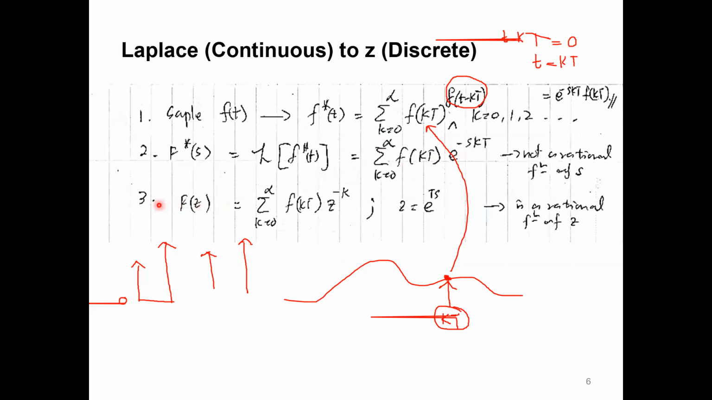Instead, what we do is number 3. There we use f(kT), the sample values: first sample, second, third, fourth, and so on. And together with each sample, you write z to the minus k. So this is actually the position, k equals 0, 1, 2, 3, 4, 5, 6, like that. The magnitude and the position. And you get the summation from k equals 0 to infinity.